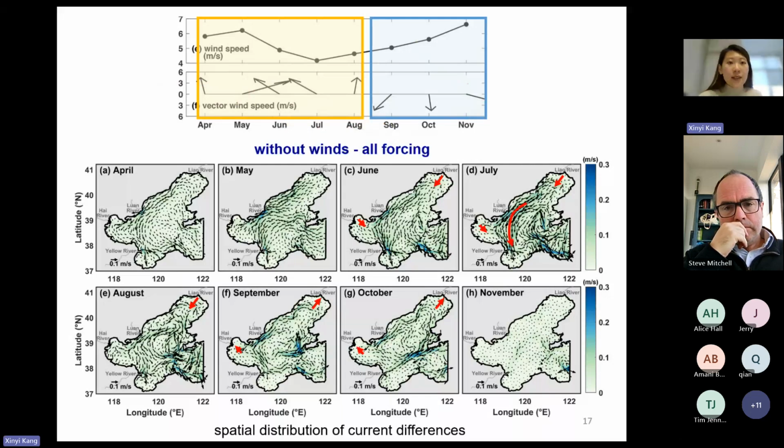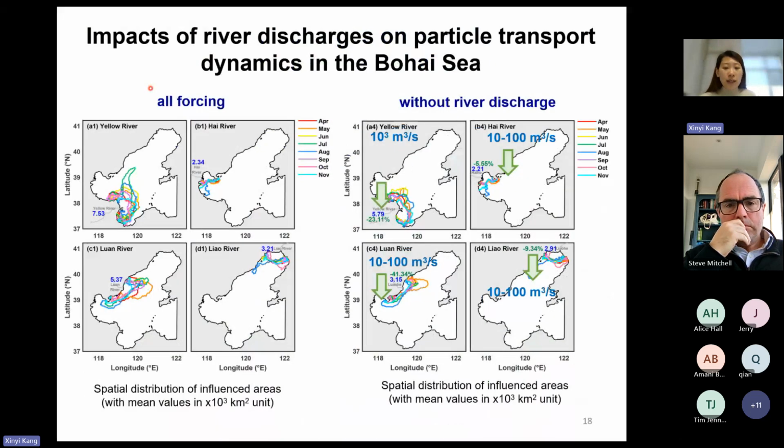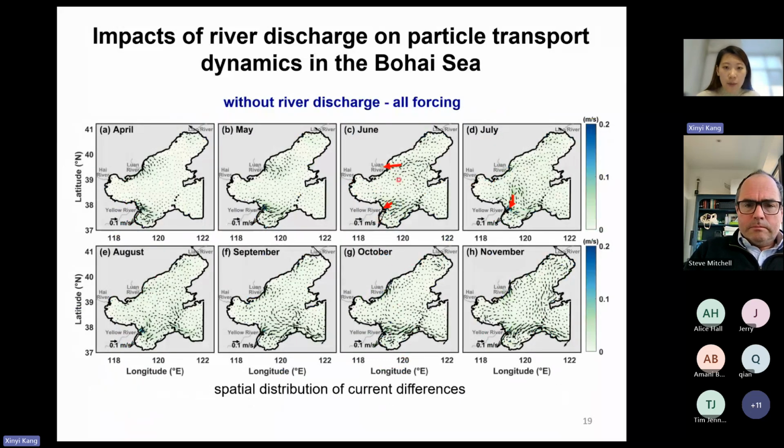The next case is the removal of the river discharge. This one is quite easy to understand. Without river discharge, particles from each river are mainly confined to the local regions, and the corresponding influence area values decreased. When we look at the surface differences, especially for the Luan River, the Liao River, and the Yellow River, we could see obvious current differences between these two cases, indicating particles will be more confined to local regions.